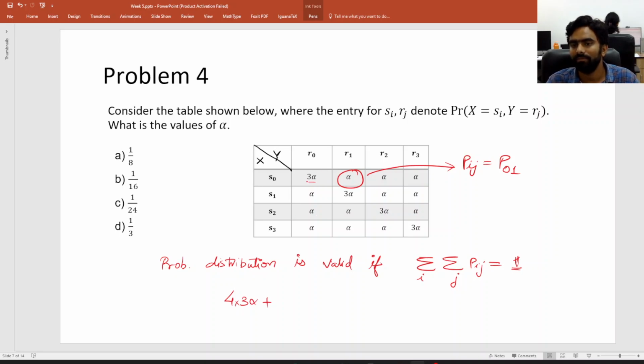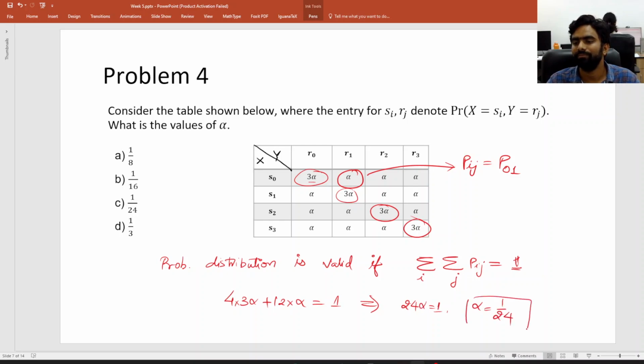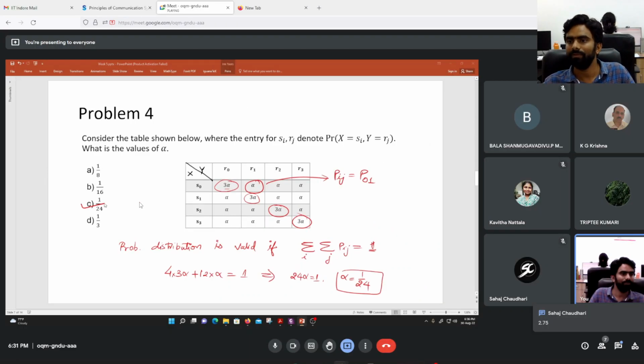So the remaining, 4 we have already taken. So now how many alphas will be there? 12. Okay, total 16 are there, so minus 4. So 12 alpha plus 12 alpha, 24 alpha, will be equal to 1 only. So alpha would be 1 by 24. The answer would be C. So have you given the answer?